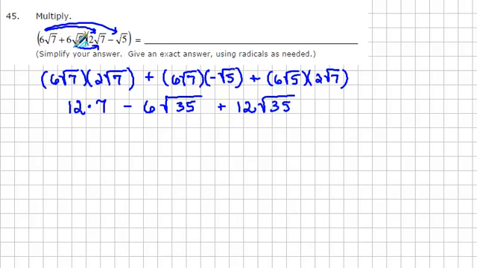Okay, finally, multiply the two last terms together. 6 square root of 5 multiplied by minus the square root of 5. 6 times negative 1 is minus 6, and the square root of 5 times the square root of 5 is the square root of 25, which is 5.